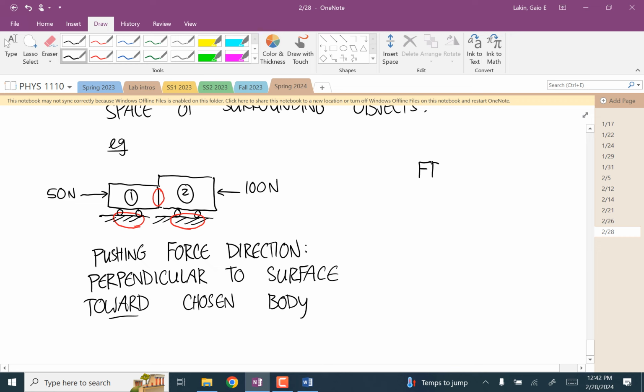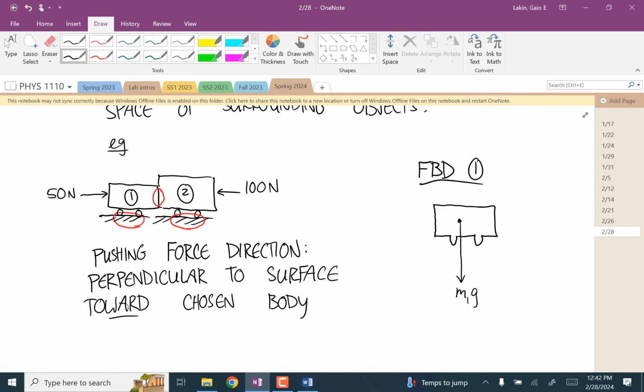So I'll start with a free body diagram of body 1. So there's the closed outline of body 1. And there's a weight force acting down. I'll call that M1G. I didn't give the mass of this thing. So there's the weight force. Then around the boundary, we know that 50 Newton force is applied to the boundary. So I'll just put that in.